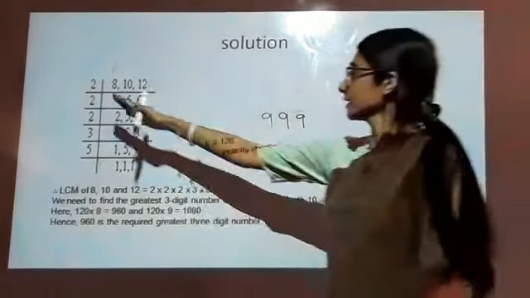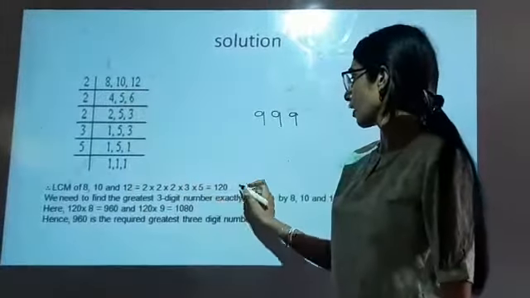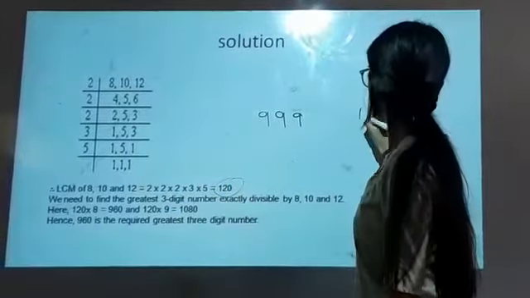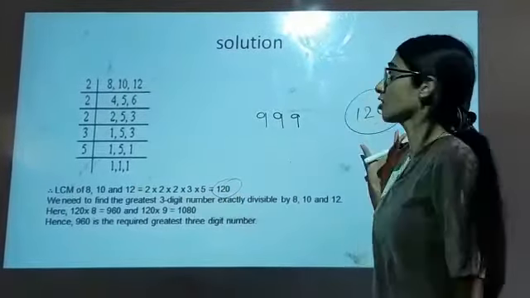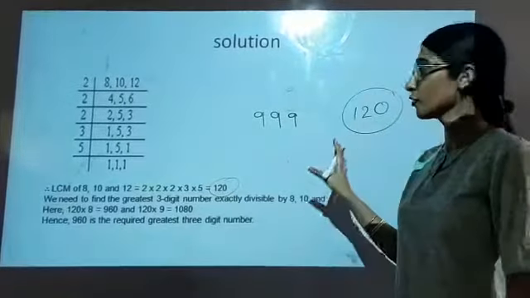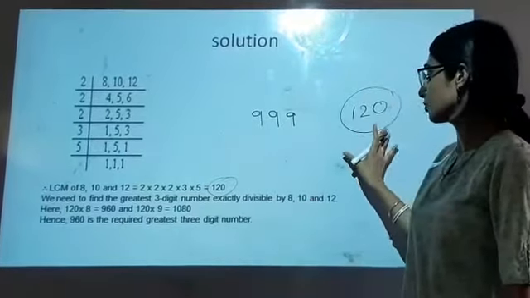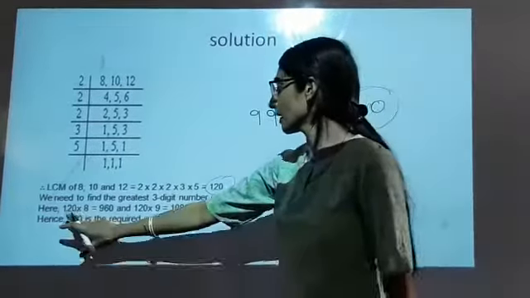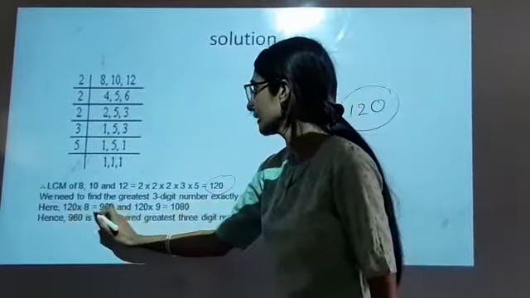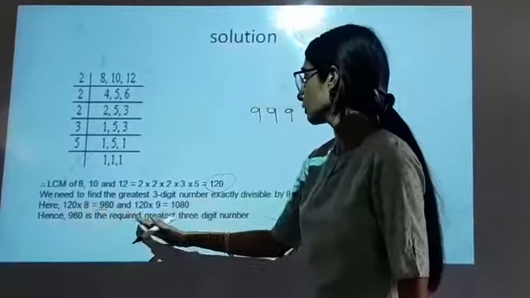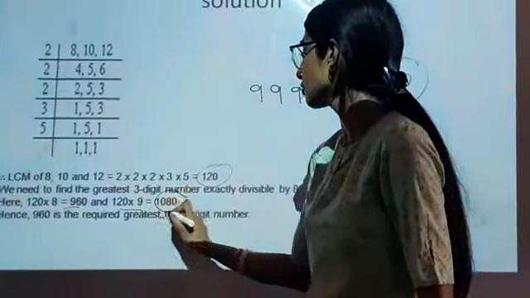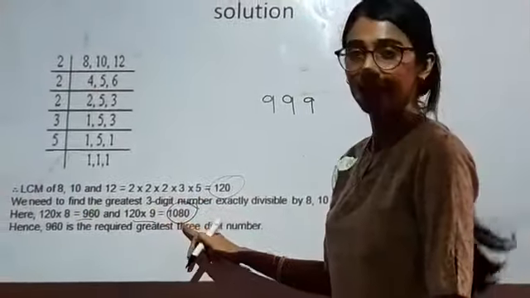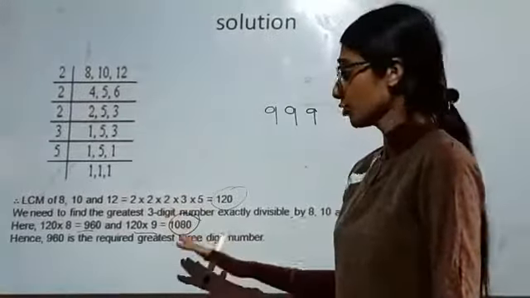If you find the LCM of these three numbers, you will get 120 as your answer. But 120 is a 3-digit number, but it is not the greatest 3-digit number. So you have to find the multiples of 120 till you get the greatest 3-digit number. If you multiply 120 by 8, you will get 960. And if you multiply 120 by 9, you will get 1080. So 1080 is a 4-digit number.